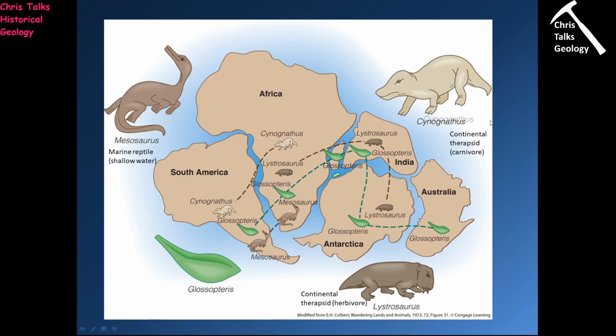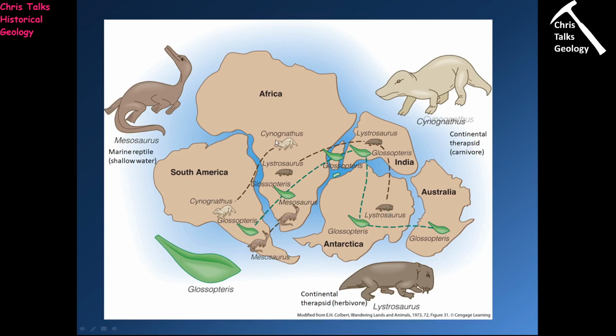We also have Cynognathus, and it was a continental therapsid. So a therapsid is kind of the intermediate stage between reptiles and mammals. And it was a carnivore. And then we have Lystrosaurus down here, and that was another therapsid, but this one was a herbivore rather than a carnivore. And so when we look at Lystrosaurus, we can find that in Africa, India, and Antarctica. And we can see that Cynognathus occurs in South America and Africa.